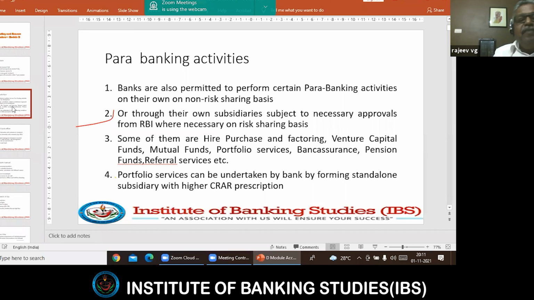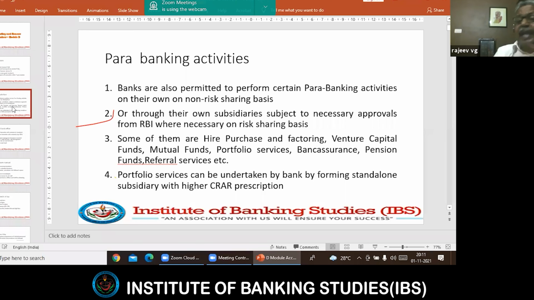Then referral services are services where the banks are referring the customers to certain other units, entities. In that case, KYC and all those things have to be ensured by the banks. So the referral services are also forming part of the para-banking activities.